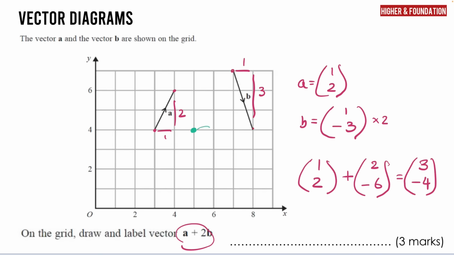If I go 1, 2, 3 to the right, and then 1, 2, 3, 4 down, I end up just there. I want to join that up from the start to the finish, drawing a little arrow to show the direction that goes. You can label it if you want. I could label that A plus 2B, and there we go. There is my vector diagram drawn.